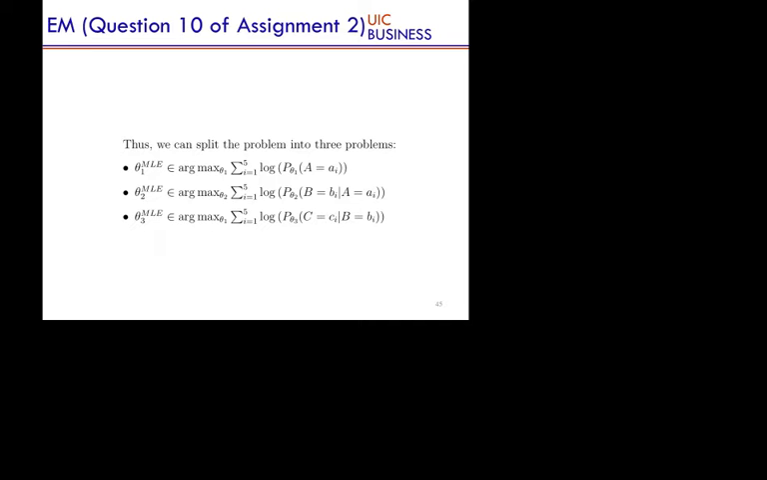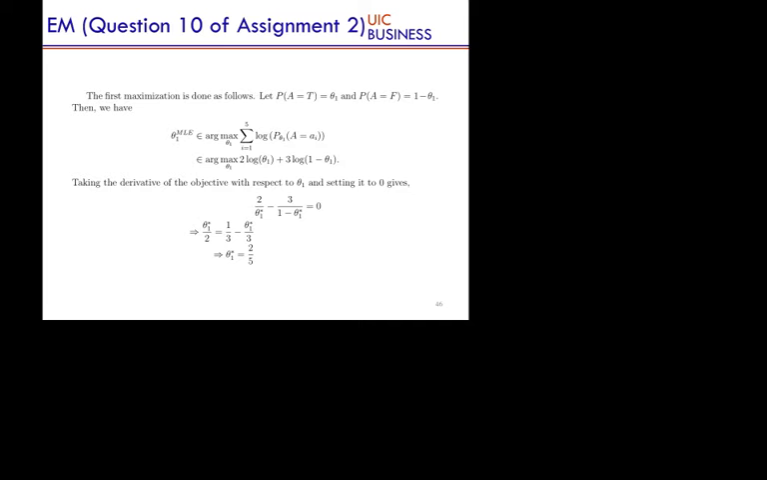Okay, so let's now do the maximization. So the first maximization is as follows. This is the objective of this problem, and what is this little a_i? It is the realization of the random variable a_i, so it can be true or it can be false. Let's say probability of a equal to true is theta 1, and then the probability of a equal to false is going to be 1 minus theta 1, right? It's just a binary random variable a.